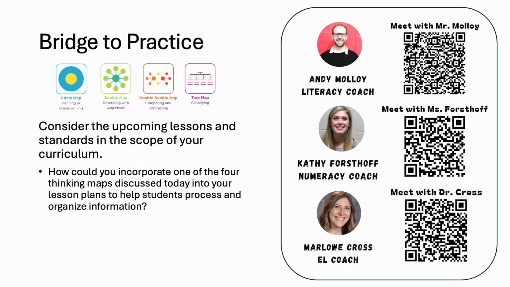Okay, that is the end of our WICOR Bite for this week, part 1 on thinking maps, where we've covered these 4 maps you can see on your screen: the circle map, the bubble map, the double bubble map, and the tree map. Really want to encourage you to use these maps in upcoming lessons and standards in the scope of your curriculum. You know, how would you incorporate one? Maybe we've discussed today something that connected with you, and they're such a great way to promote student oral output and also writing output as well.